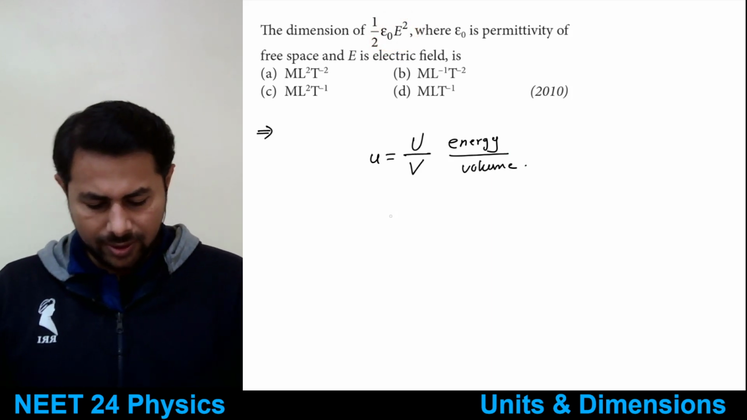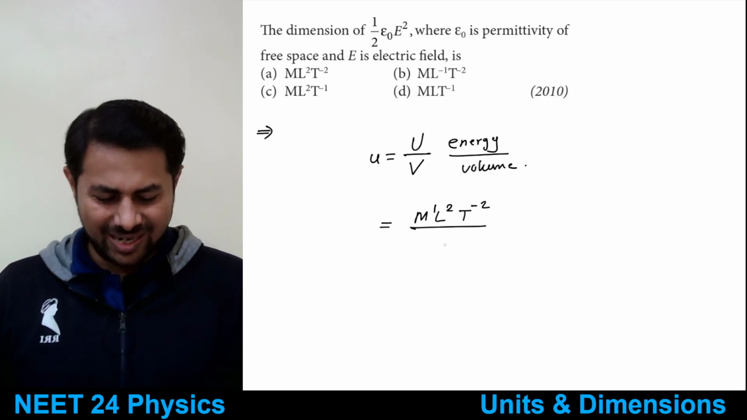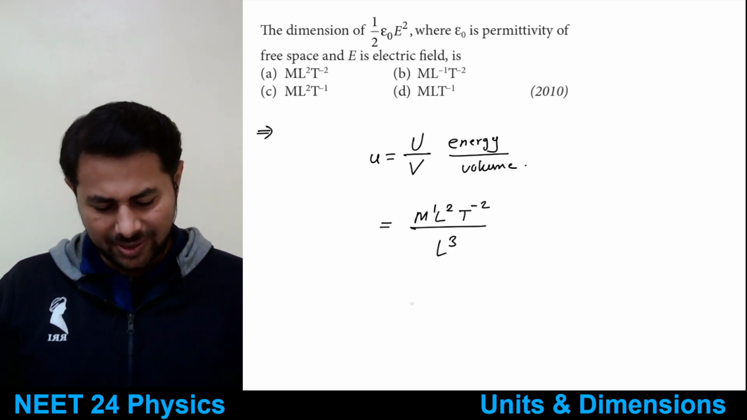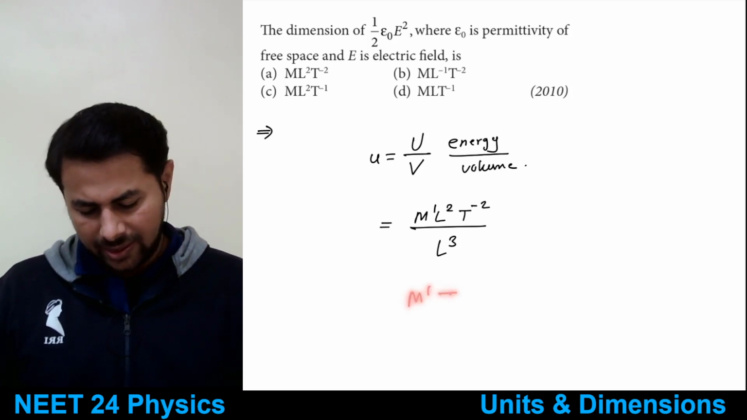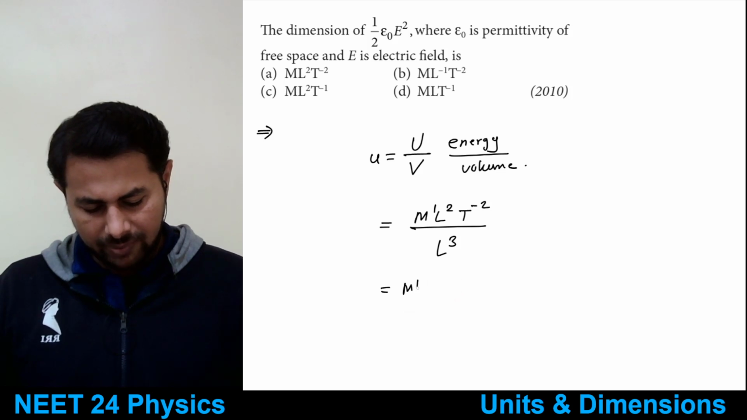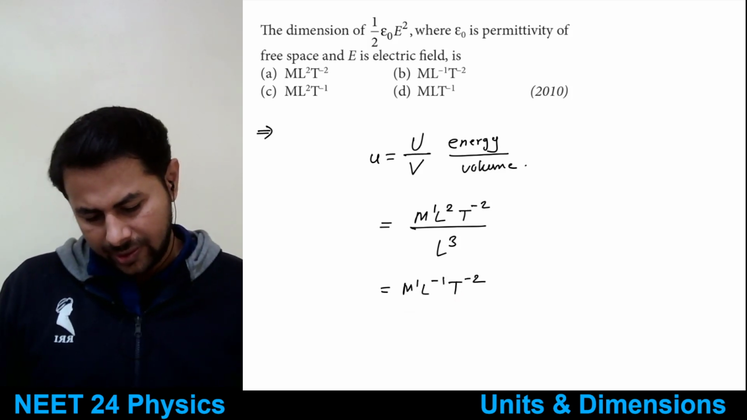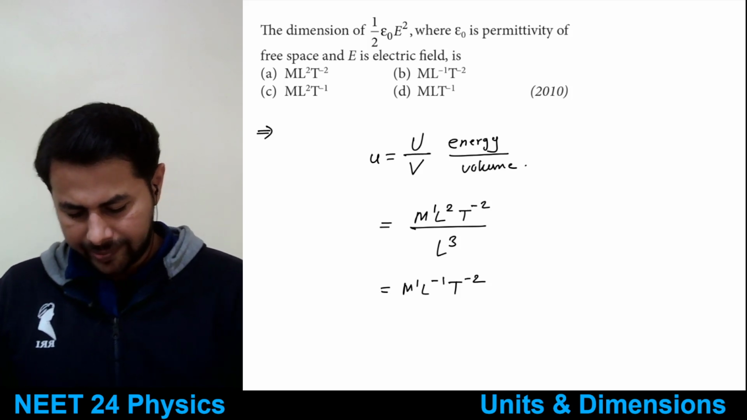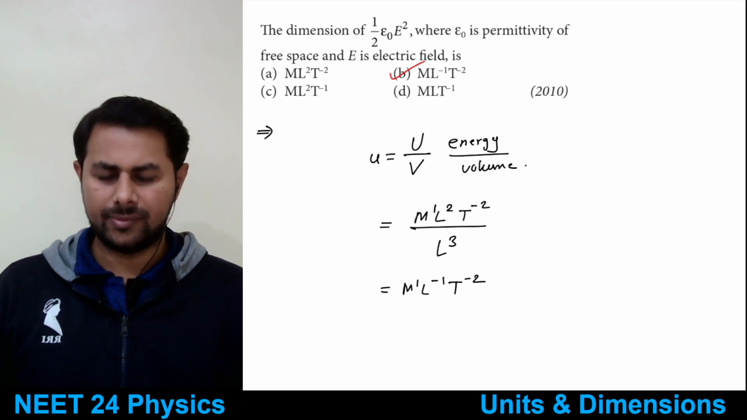Energy is M1 L2 T minus 2 and volume is L cube, so it is M1 L minus 1 T minus 2. M1 L minus 1 T minus 2, right? It's option B. Very simple.